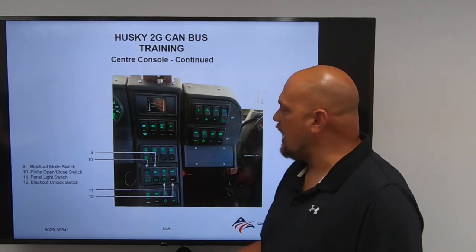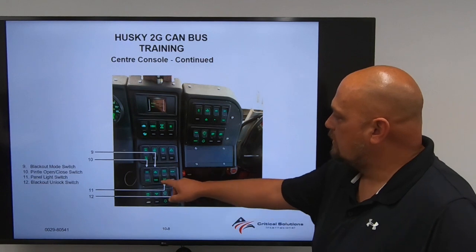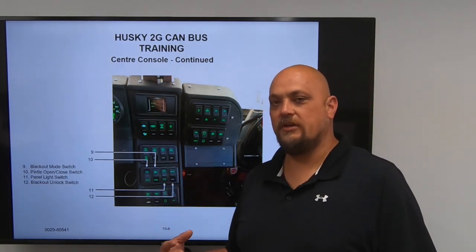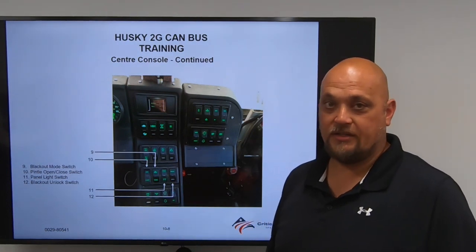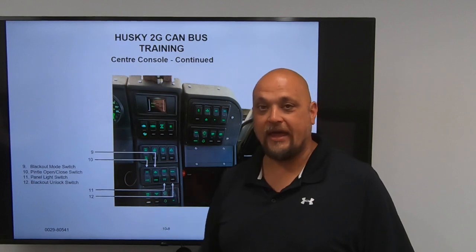Continuing on, item 9, blackout mode switch. It is the second switch. This switch is used to place the vehicle in either normal operating lights or white light, or in blackout, which operates the blackout lights only.